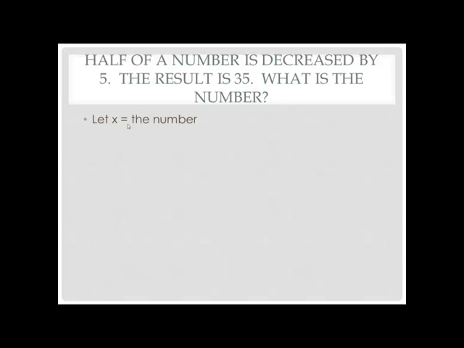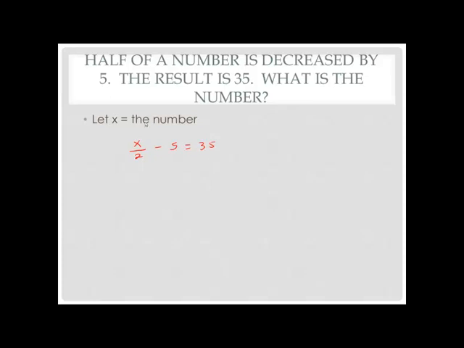All right, what about this one? Half of a number is decreased by 5. The result is 35. So half of a number, or 1/2 times x, or x divided by 2, is decreased by 5, minus 5. The result is 35. So this problem is very similar to the last problem. X divided by 2 minus 5 equals 35.